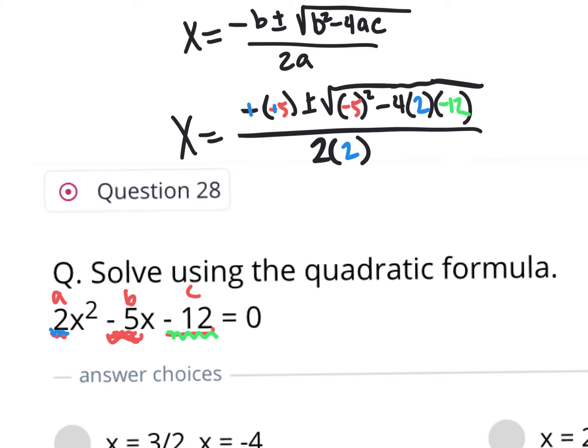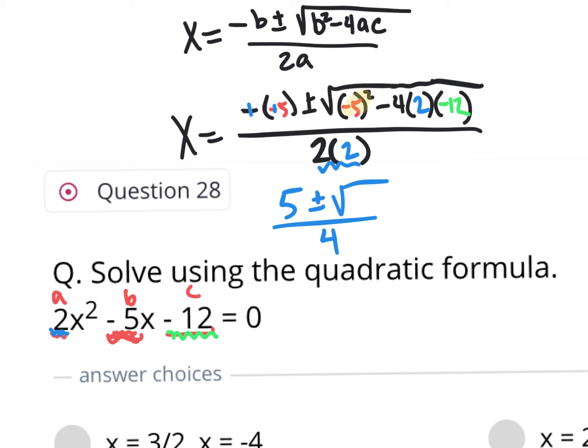Okay, so whenever we do the quadratic formula, it's pretty simple to begin by changing those minuses to plus. We also have 2 times 2, which is 4. So we so far have +5 plus or minus the square root of the discriminant, which we're about to find out, all divided by 2 times 2 is 4.